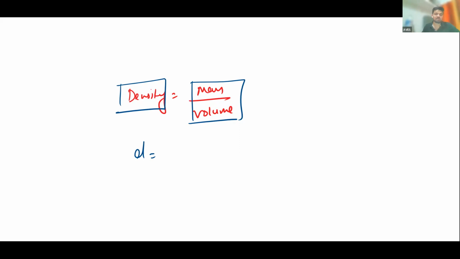For example, this is a bottle. If I drink some water from it, then the mass decreases, because I have drunk some water particles from it. But if I'm not going to remove a single drop of it, I've just filled it up to the brim, closed it tightly, and kept it in the refrigerator, then the mass is fixed. But I'm saying that the density is going to decrease.